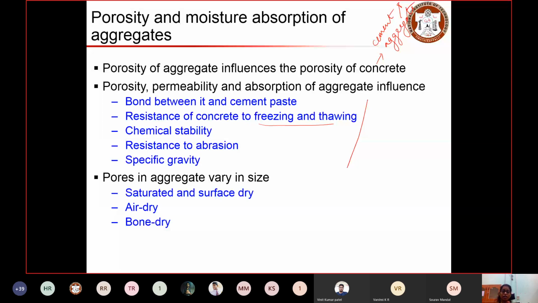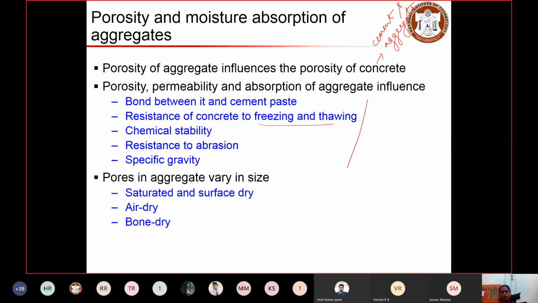So in some cases it is an advantage to have porous concrete, because in such weather we purposefully design the concrete matrix to be porous by providing some air bubbles. That is called entrained air, and the purpose is that we want some space for the water to expand when it is freezing, so that more resistance is offered to that condition, right? That is the thing here. It is conveyed by the resistance of concrete to freezing and thawing.